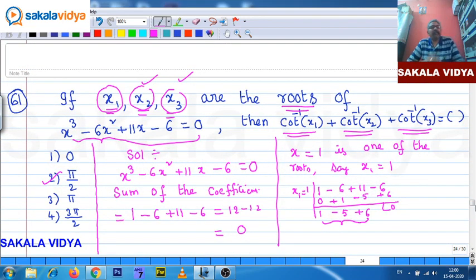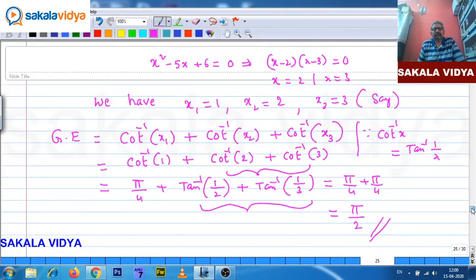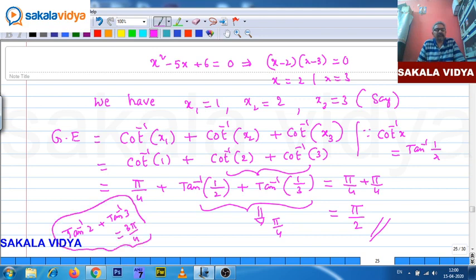This problem is actually linked with the theory of equations to the inverse trigonometric function. You remember this is very important, this is pi by 4. Whereas tan inverse 2 plus tan inverse 3 equal to 3 pi by 4, you remember this one also, this is also very important, or cot inverse 1, tan inverse 1 is pi by 4.